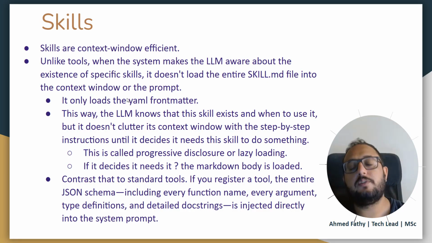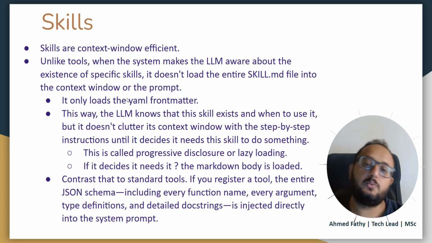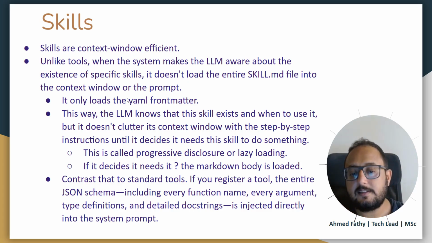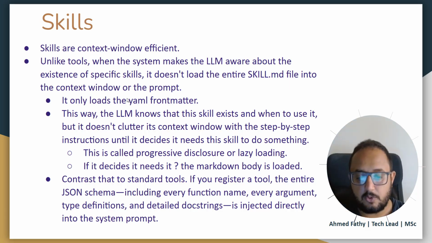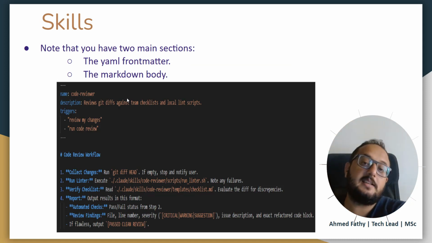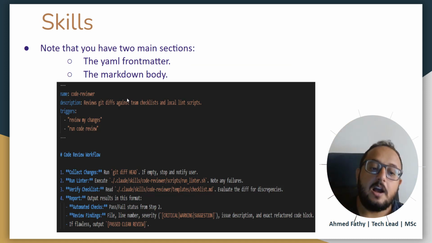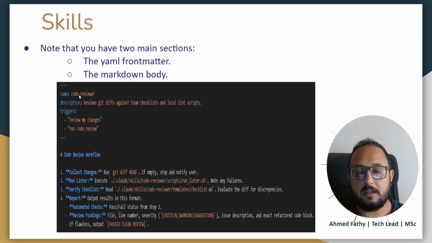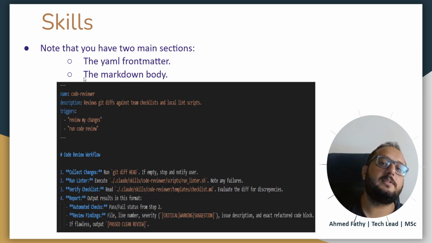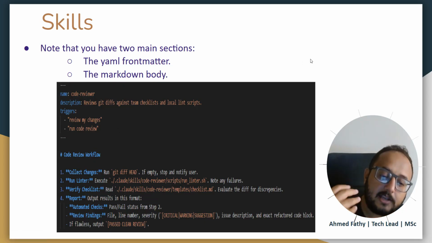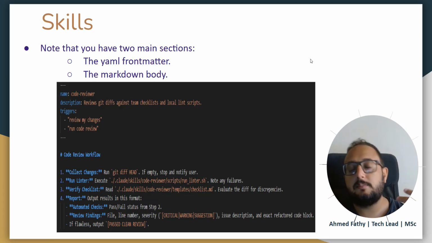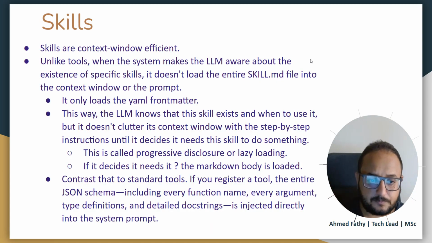Skills are context window efficient. This is extremely important for the exam and for your work as well. So unlike tools, when the system makes the LLM aware of the existence of specific skills, it does not load the entire skill.md file in the context window or in the prompt. So not this entire thing is copied as is into the prompt. Only the YAML front matter is copied in the prompt. And this is important because it saves context window. You don't actually put this in the context except if the LLM decides to use this skill.